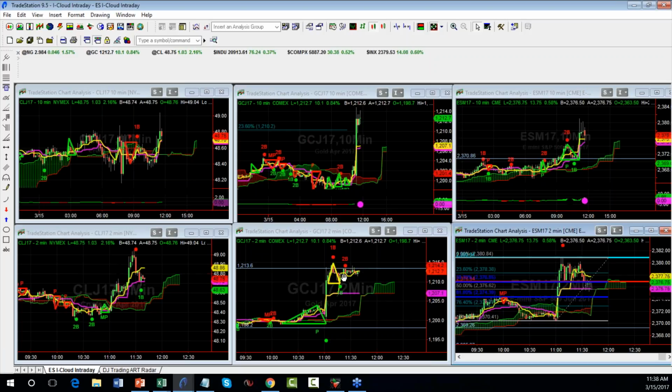Gold is probably going to correct. Look how it's consolidating on the 2-minute chart. It's probably going to correct as well, just like ES did before taking off up into the next move.